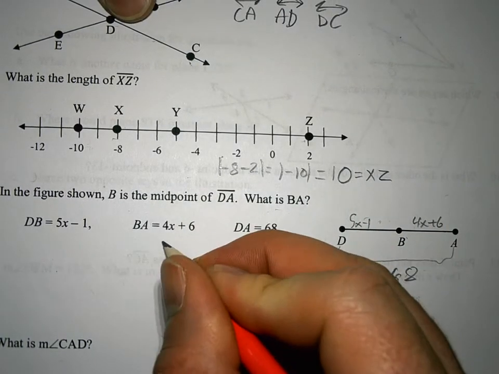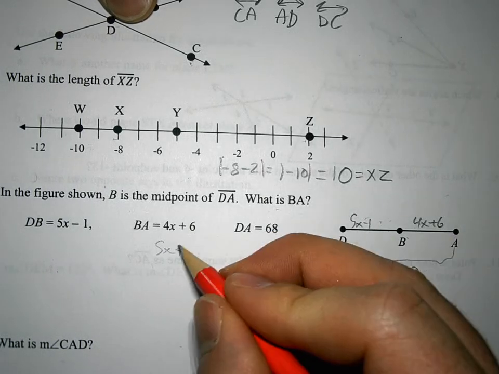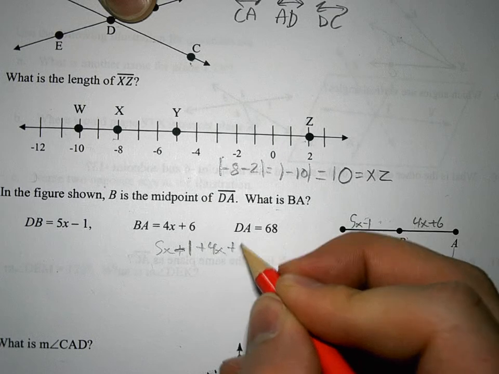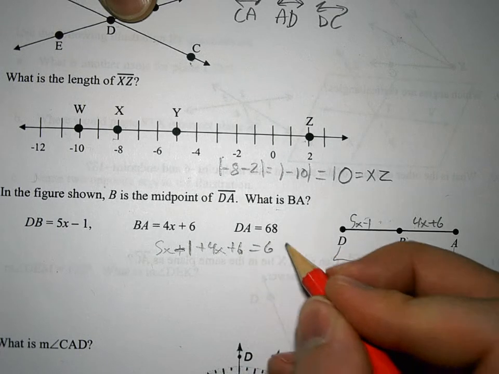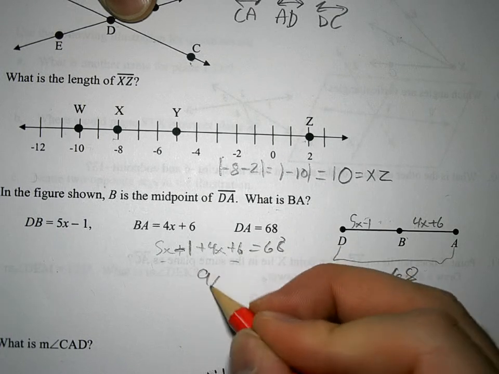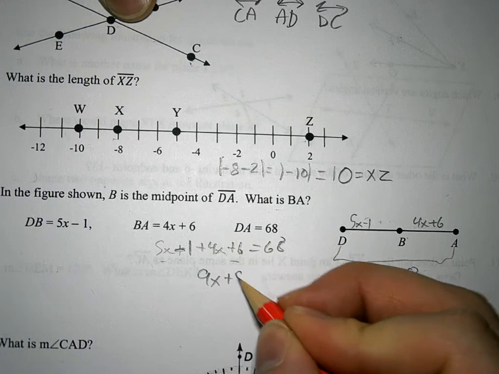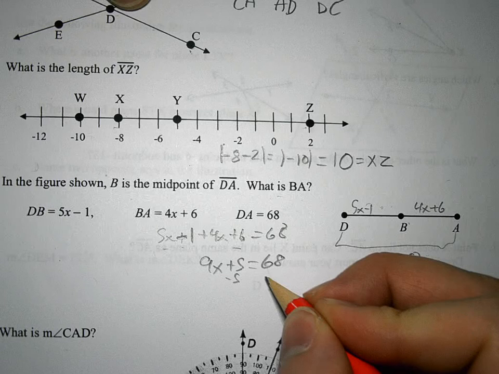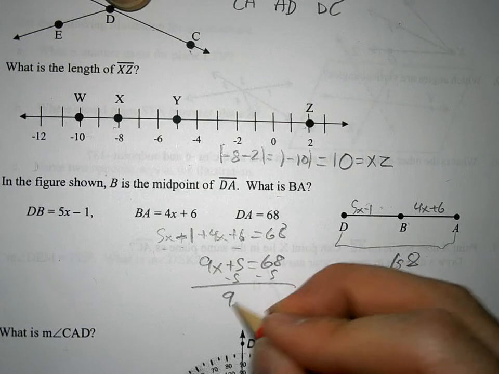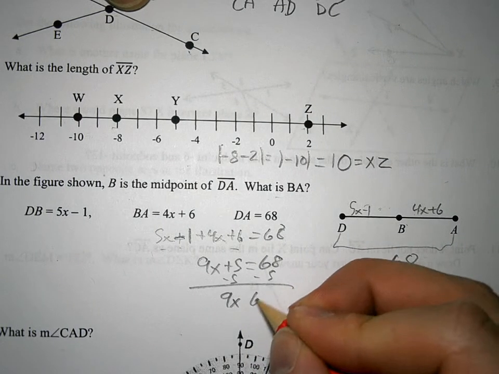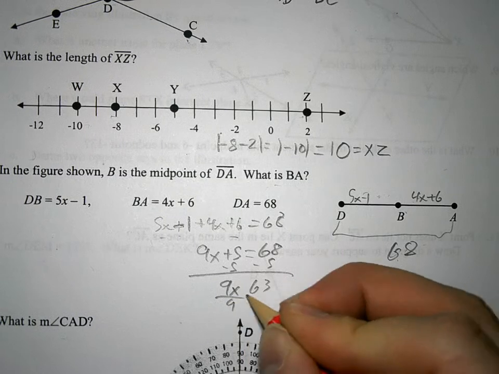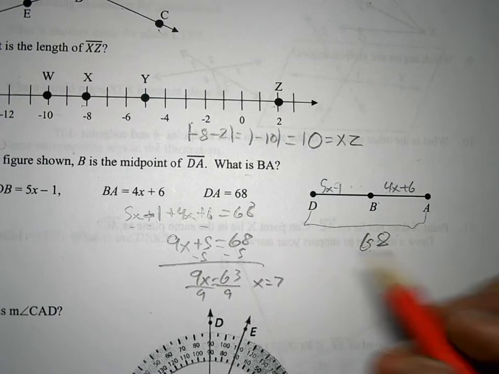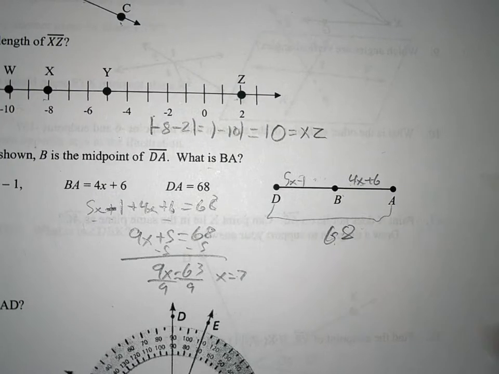So 5x minus 1 plus 4x plus 6 equals 68. Combine like terms, 9x plus 5 equals 68. Subtract 5. And I get 63. Divide by 9. X is 7. So if I know X is 7, I want to plug that in to find BA.